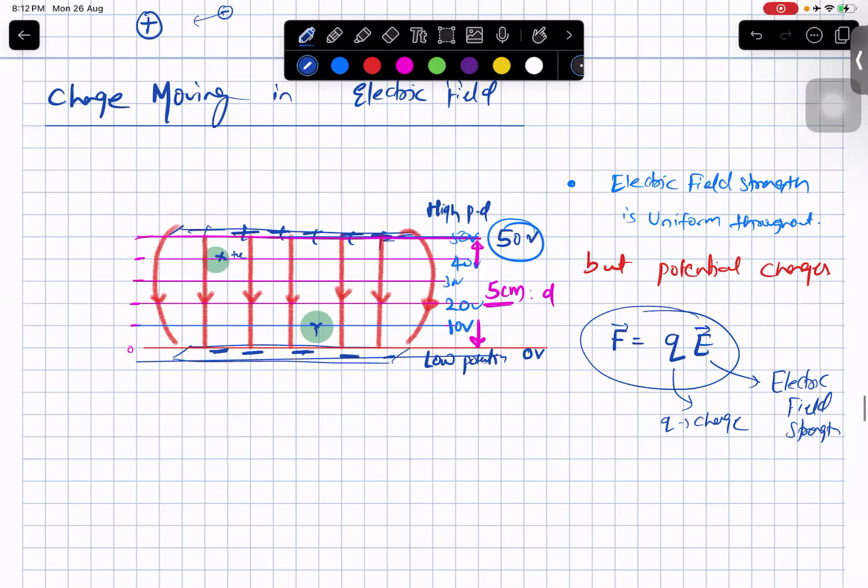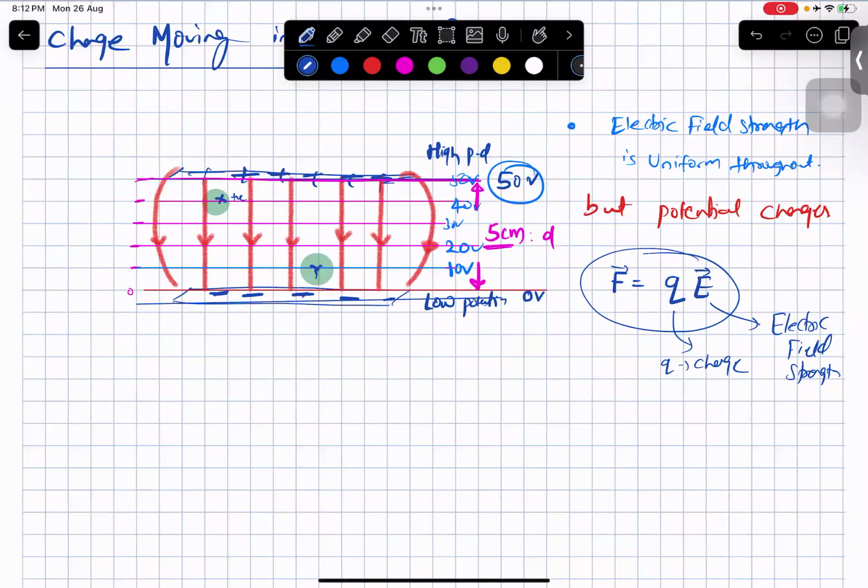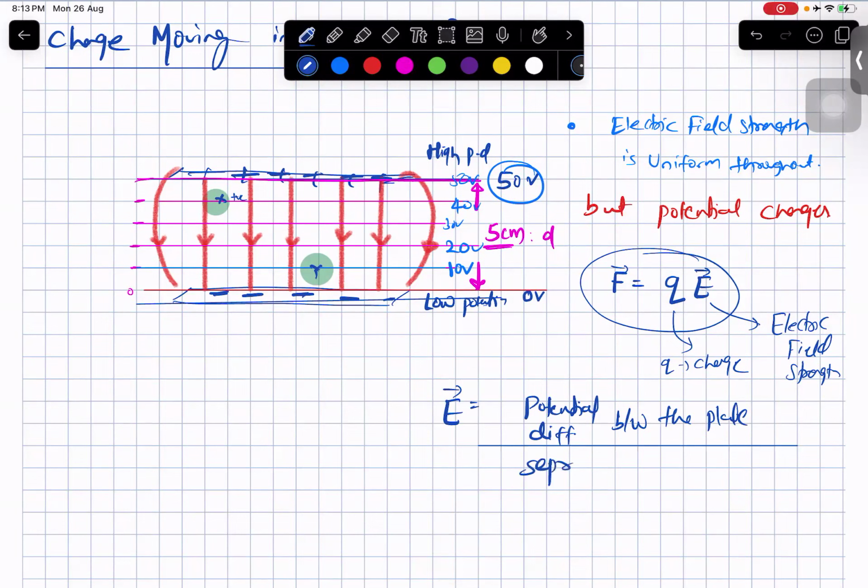And electric field strength in a parallel plate is also related to the potential difference and distance. So electric field strength is also calculated as the potential difference between the plates divided by the separation between the plates.